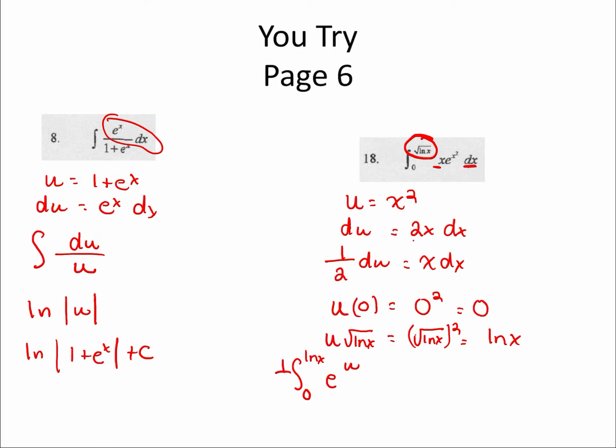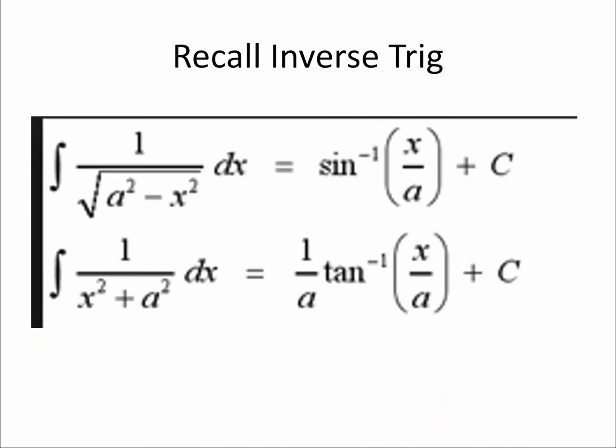So this is e to the u, and I have 1/2 on the outside. That's a pretty straightforward integration. It's just e to the u. So this is 1/2 e to the u evaluated from 0 to the natural log of x. So e to the natural log of x is x, minus e to the 0, which is 1, and times the half from before, and that is my answer.